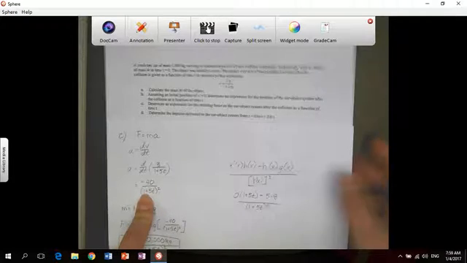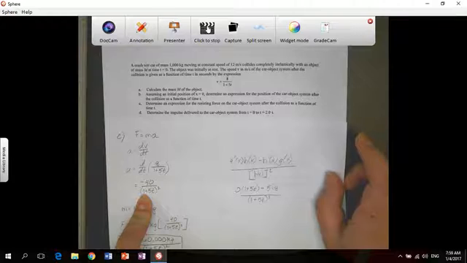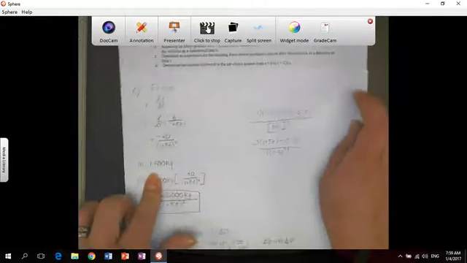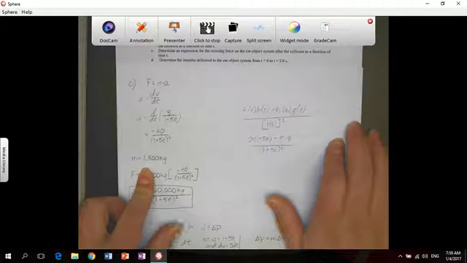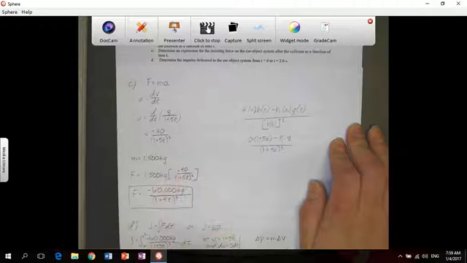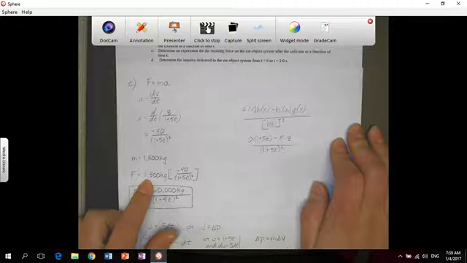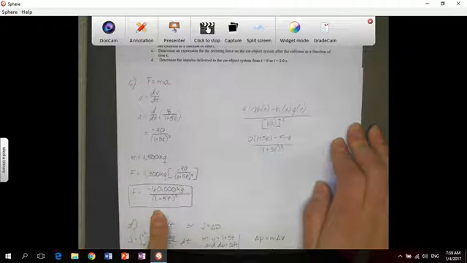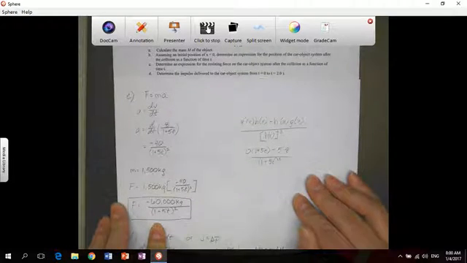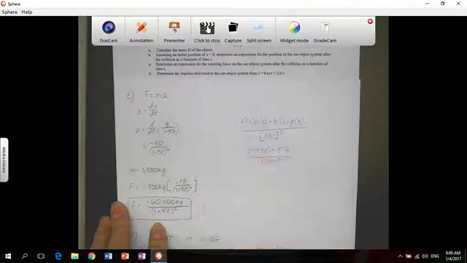So I find my acceleration function to be negative 40 divided by the quantity 1 plus 5t squared. And I'm also looking at the total mass of the system. So I know that's 1,500 kilograms, the 1,000 from the car, and the 500 that I found in Part A. So I'm going to go ahead and now plug that into F equals ma, and I find my resisting force right there. Okay? Part D asks you to determine the impulse delivered to the car object system.